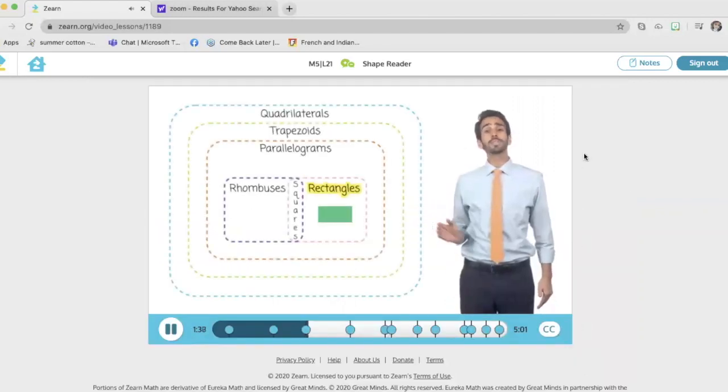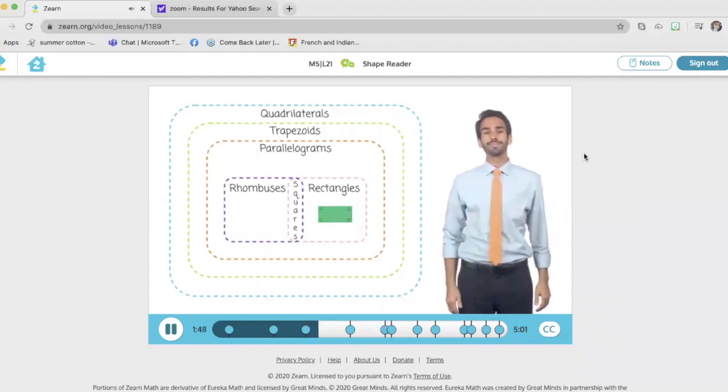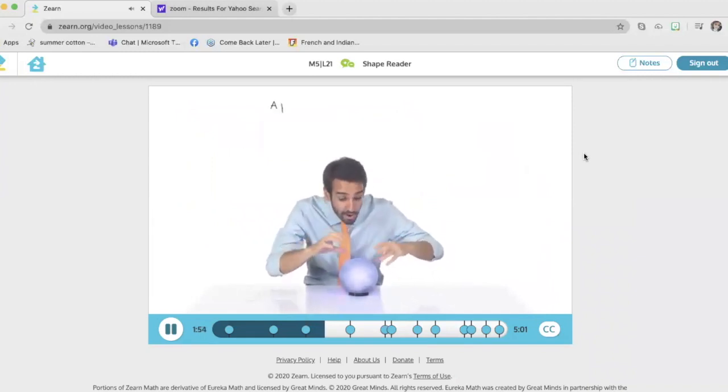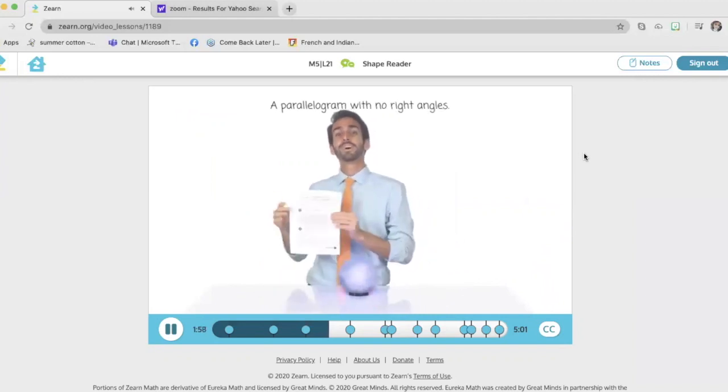Rectangle is the most specific name for this shape because it tells me the most about its attributes. Rectangles have 4 sides, 2 pairs of parallel sides, and 4 right angles. Aha! I'm seeing another shape, a parallelogram with no right angles. Let's draw this in your notes.